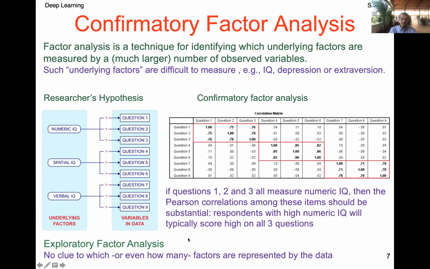And the other thing is exploratory factor analysis, when the researcher has no clue as to even how many factors are represented by the data.